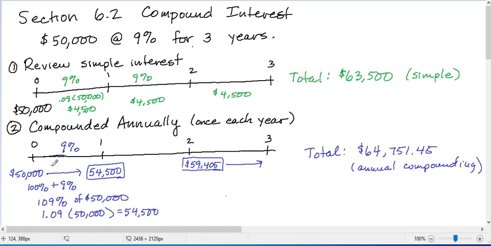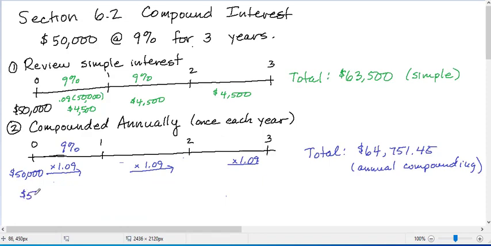So each time the money moves forward, you multiply it by 1.09 for 109% of your money. Well, then from year 1 to year 2, if I multiply by another 1.09, this time times the $54,500 number, I get directly to the $59,405. And then multiply by 1.09 again, I will get to my total of $64,751.45. So instead of stopping and adding up the individual interest all along the way, I can do it all at once.